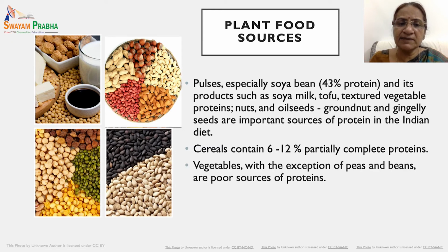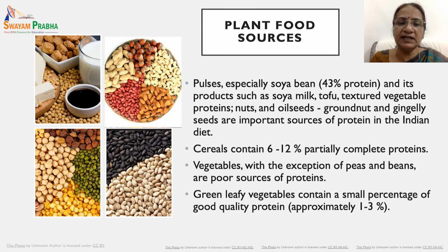Vegetables, with the exception of peas and beans, are poor sources of proteins. Green leafy vegetables contain a small percentage of good quality protein, approximately 1 to 3%. Fruits do not contribute towards the protein content of the diet.